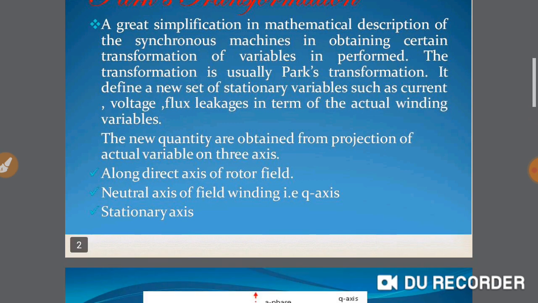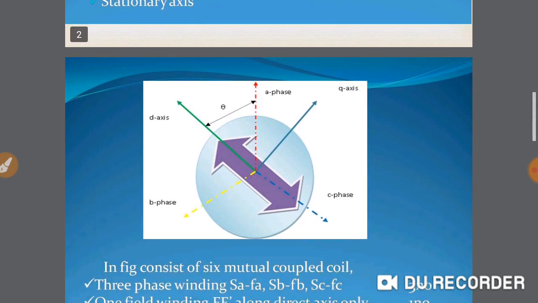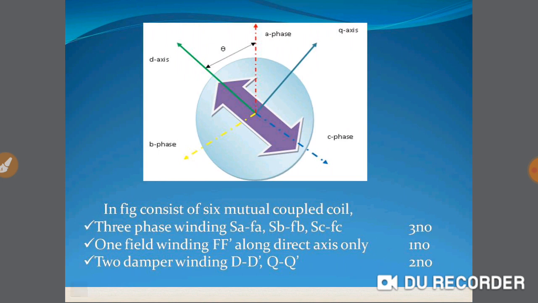So we know that every quantity of any particular rotating machine for a three-phase system can be shown by this diagram. If we see here, we can see that there are three phases: phase A, phase B and phase C, and all three phases are 120 degrees apart from each other. So imagining a particular calculation having three phases at a time becomes very complicated.